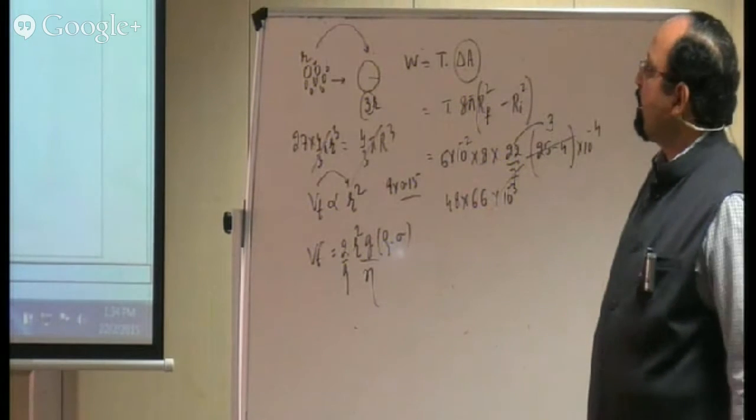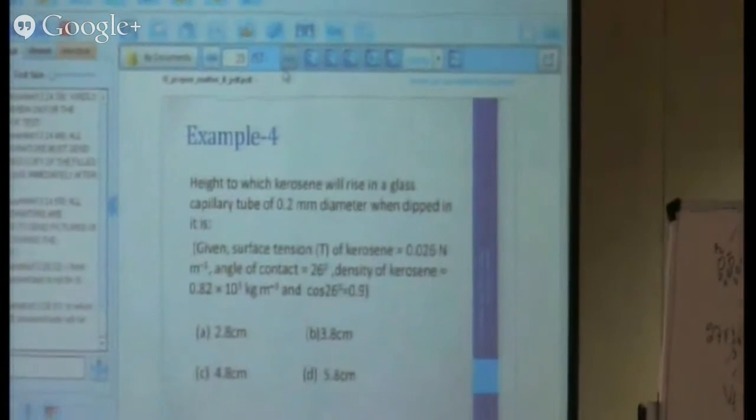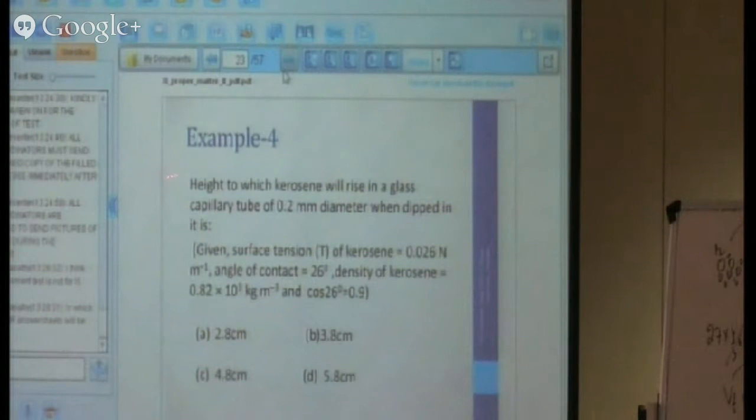Next question. Skip this solution. Now, he asks the height to which kerosene rises; it is a straightforward question that I have given just for practice. Height to which the kerosene will rise in a glass capillary tube of 0.2 mm diameter. Look at this. They play tricks in giving you the units, and in giving related quantities rather than the quantities used in the formula. I have the radius of the capillary in the formula, but they have given me the diameter. I must keep that in mind. Rest is given. Do it faster and get the answer as quickly as possible.